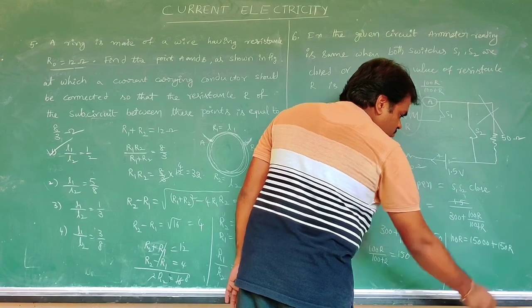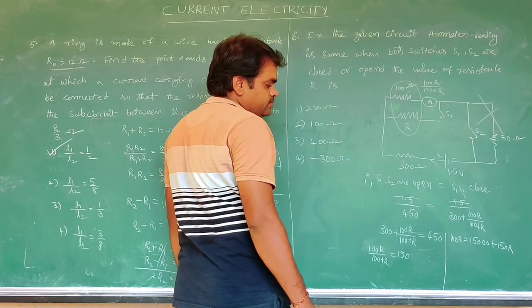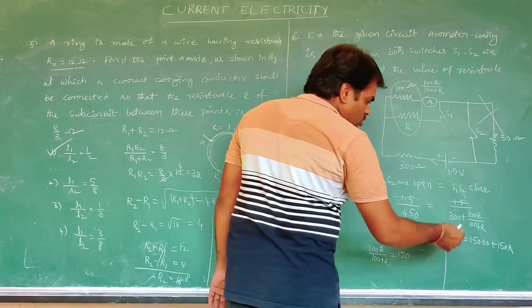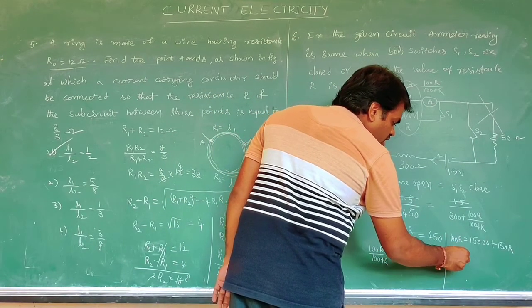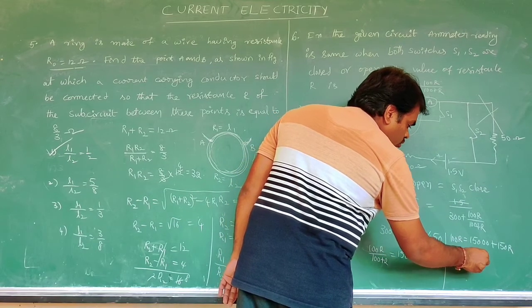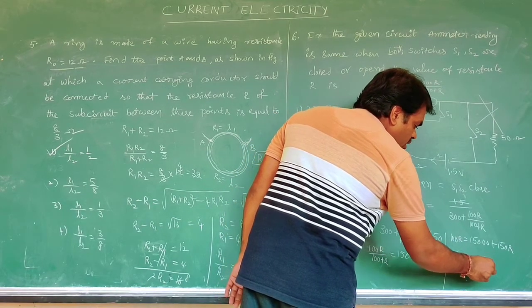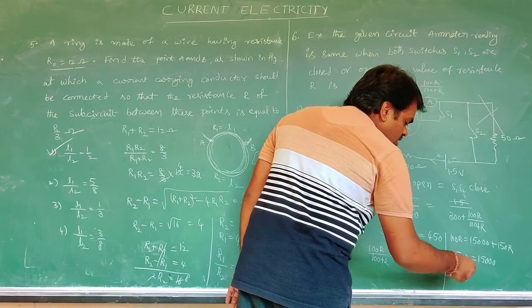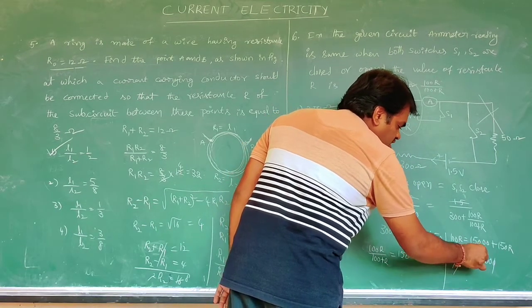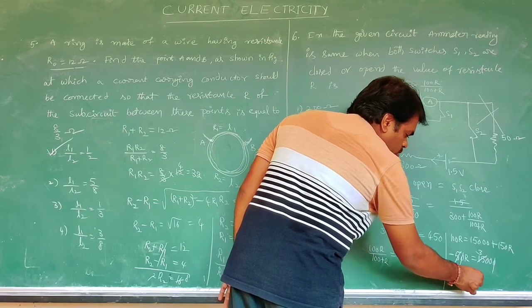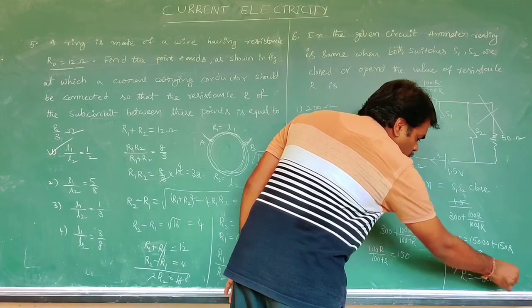150R. Then it is coming to this side, that is what we got, minus 50R is equal to 150 times 100. That is, the zeros cancel. 5 1s are 5, 3 5s are 15. That is R is equal to minus 300 ohm.